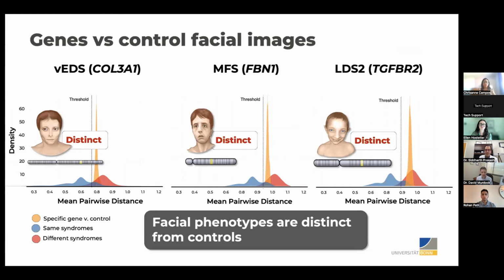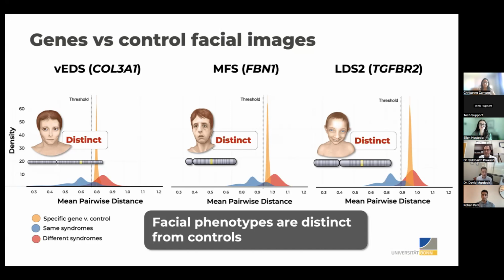What I want you to take away from here is that in each of these plots, that orange distribution, if that falls to the right of that dotted threshold line, that implies that the facial phenotype for that condition is different and distinct from the control population. So for VEDS, Marfan, and Loeys-Dietz type 2, all of those fall to the right of that line. So that shows that yes, in fact, the facial phenotype is distinct from control.